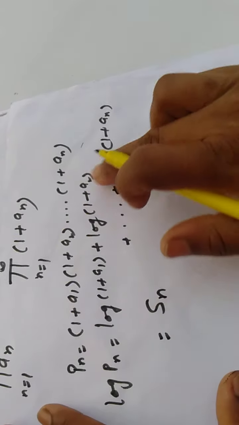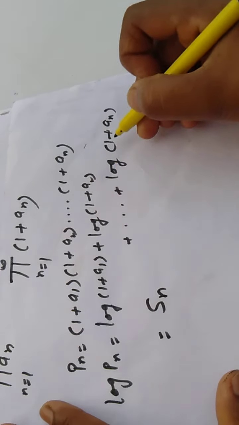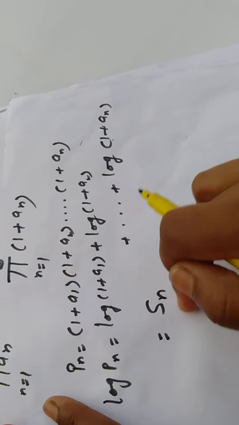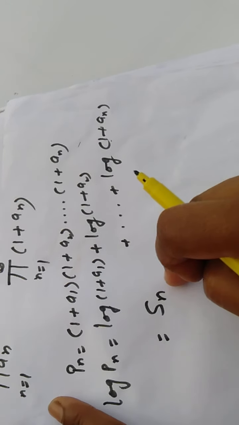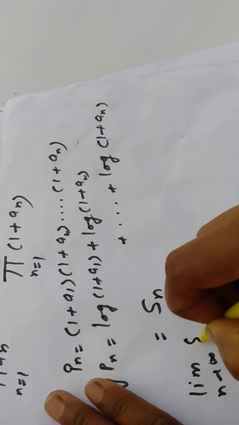This is the sequence of partial sums, the sums of the terms log of (1 plus a1), log of (1 plus a2), up to log of (1 plus an). So this is Sn, and we'll check the convergence or divergence of this Sn, the sequence of partial sums, as I have discussed in infinite series. Suppose the limit as n approaches infinity of Sn is S.